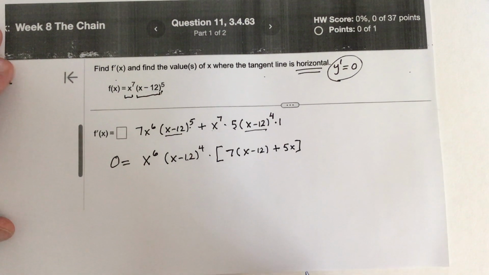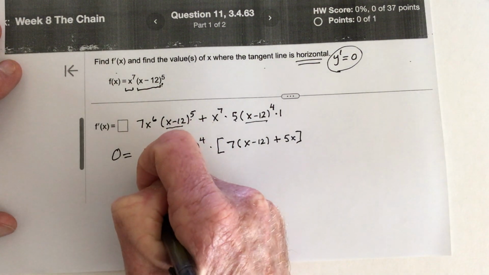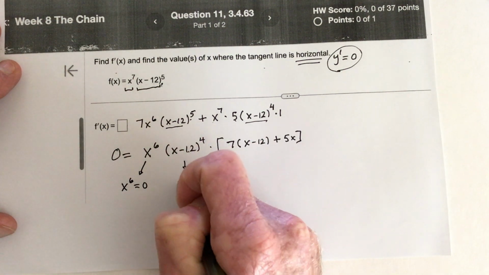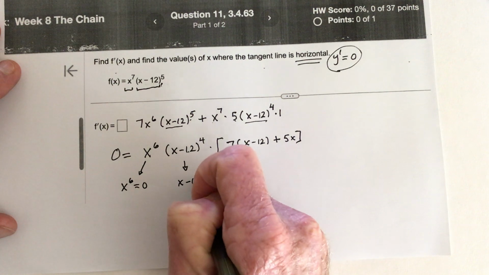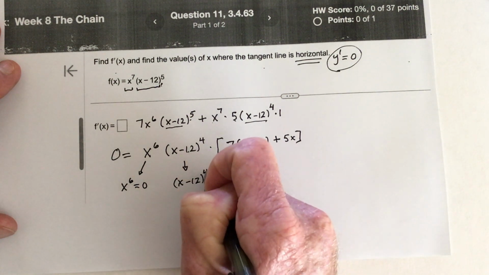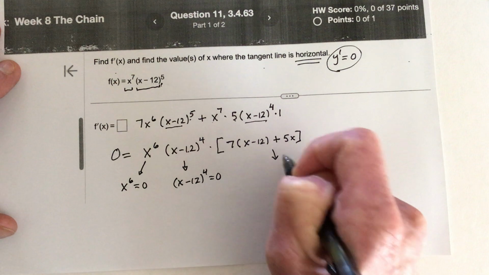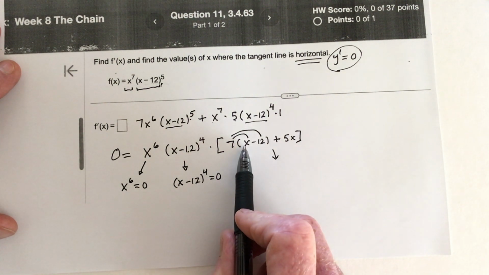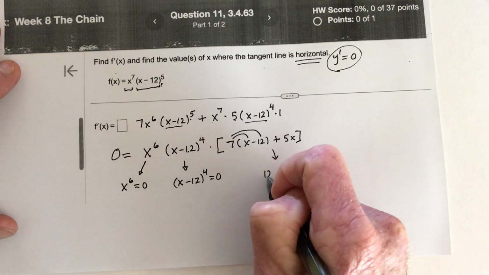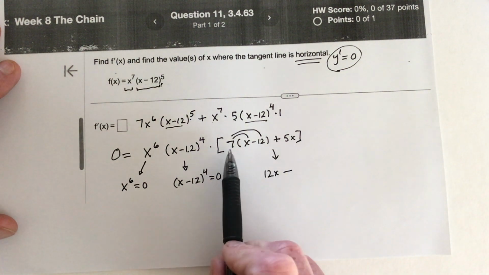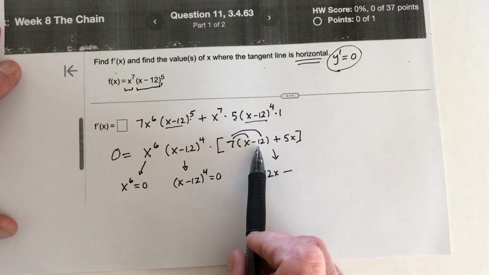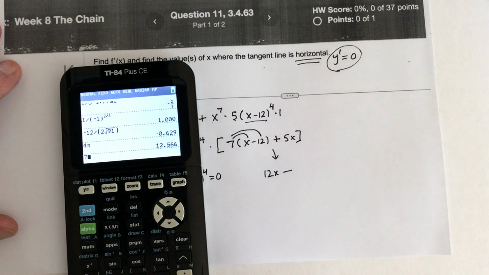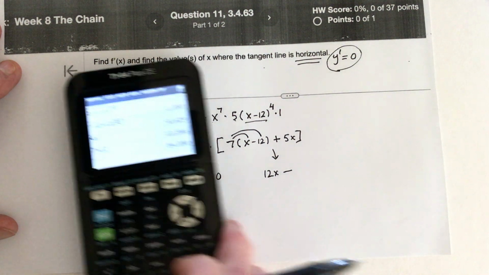Okay, now that it's factored, we're almost done. Now just set each factor equal to 0. So basically taking one difficult problem and separating it into 3 easier problems. And then for this one, I'm going to go ahead and distribute right now. So this is going to be 7x plus 5x is 12x. And then 7 times 12, I believe that's 84, but I want to double check. 7 times 12 is 84.